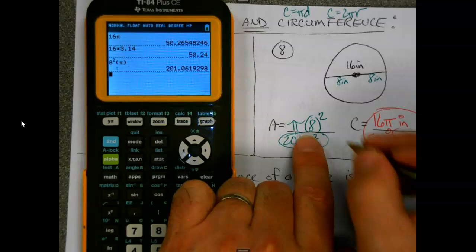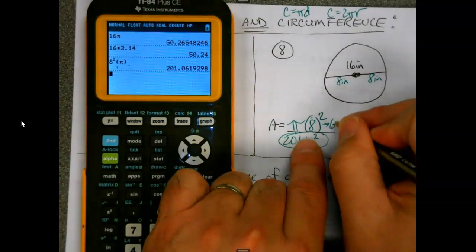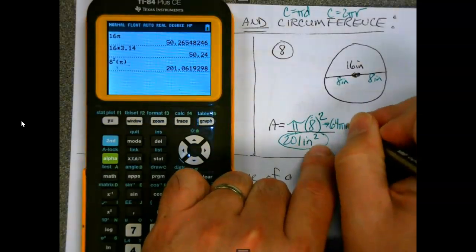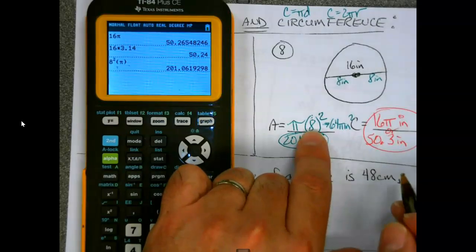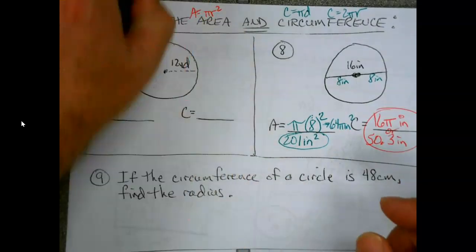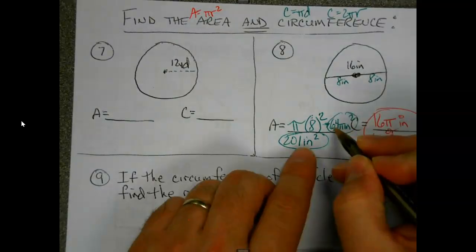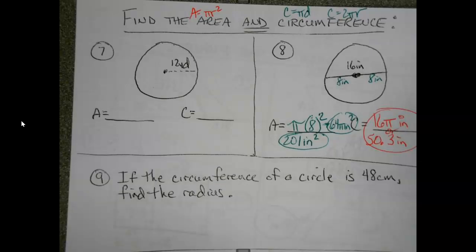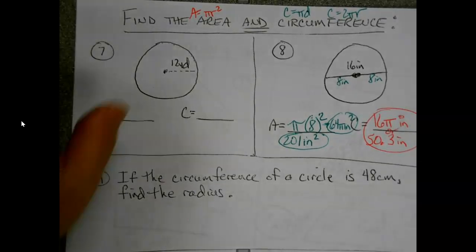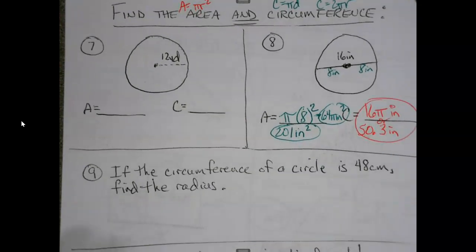If you're going to leave it with pi, I do want you to at least multiply out the 8 squared. I want to make sure that we get 8 squared is 64 and not 16. So 64 pi square inches, or 201 square inches. I'm cool with either. We just got to make sure that we get that set.